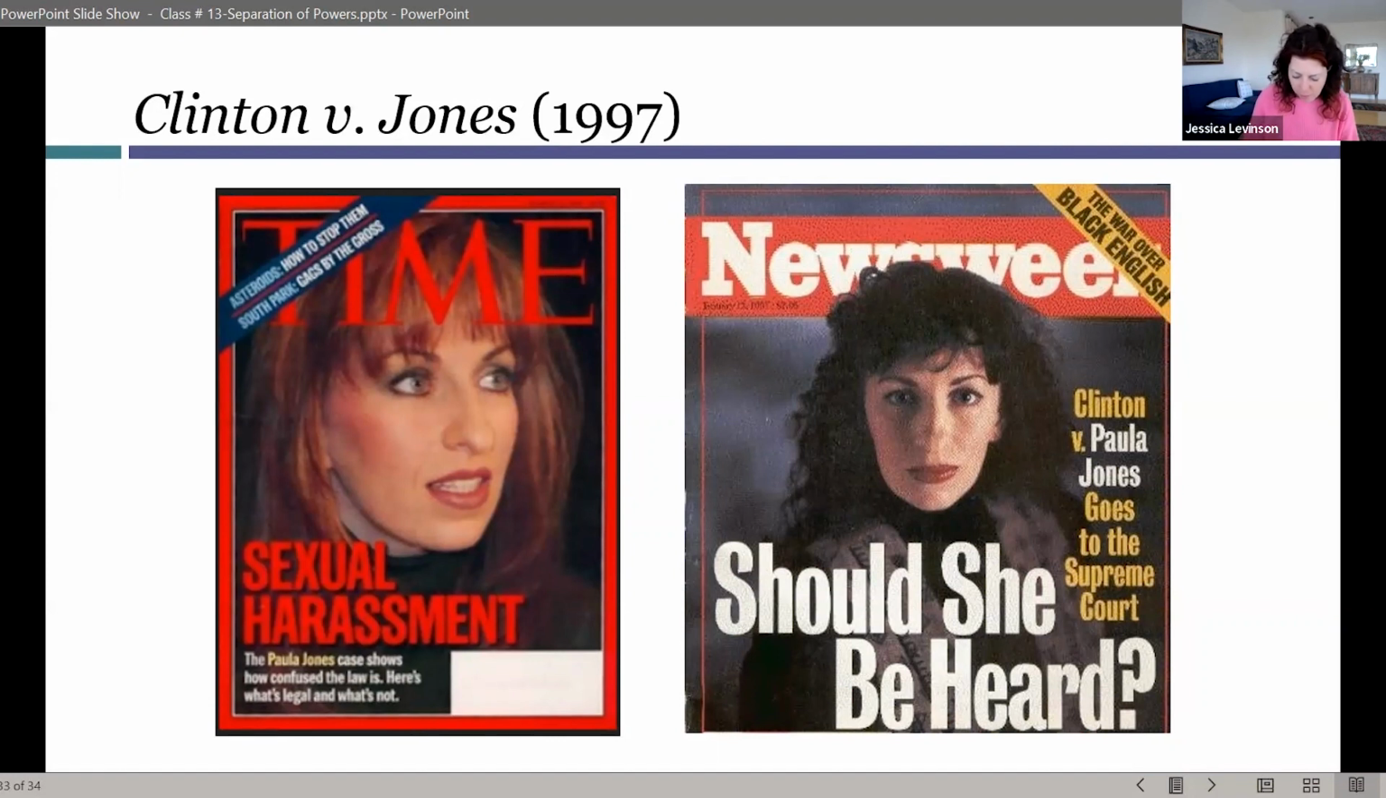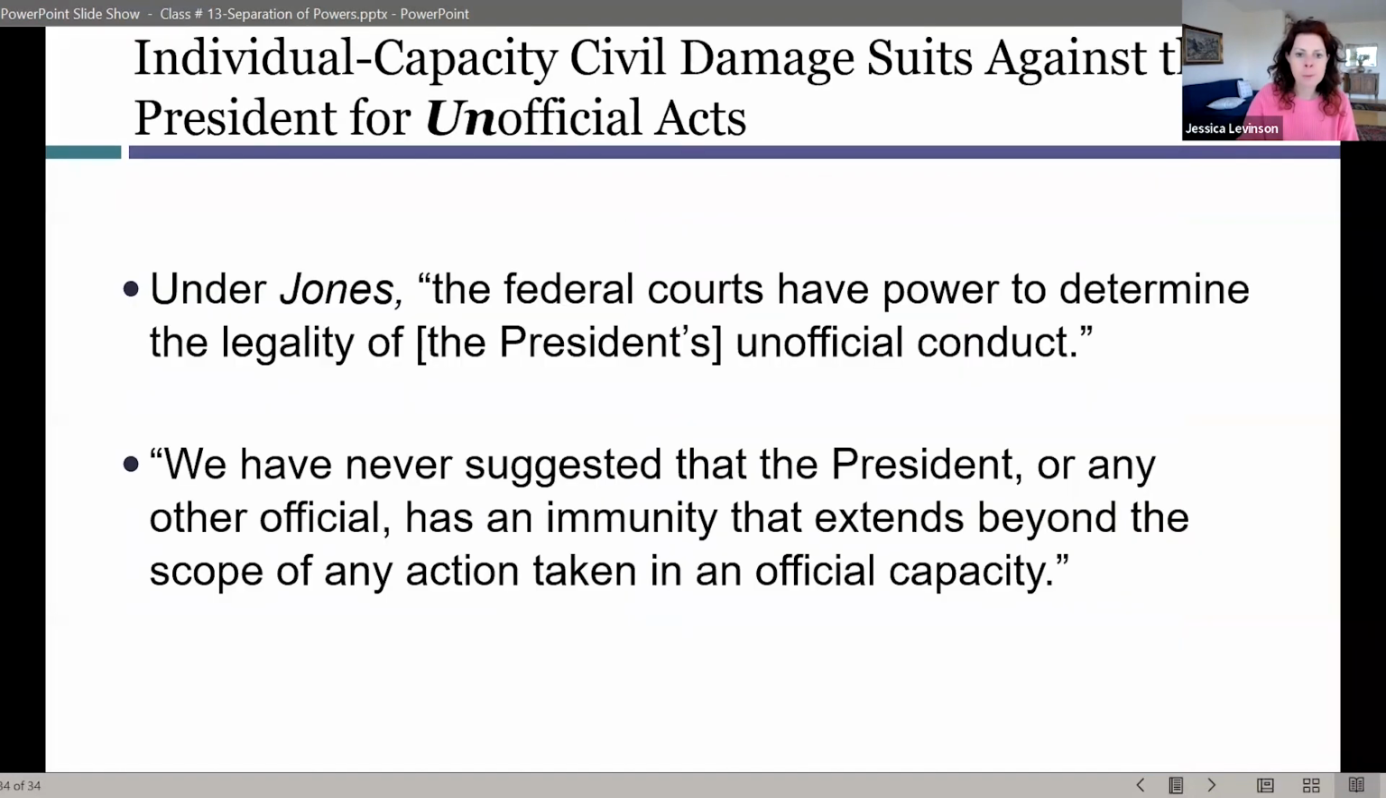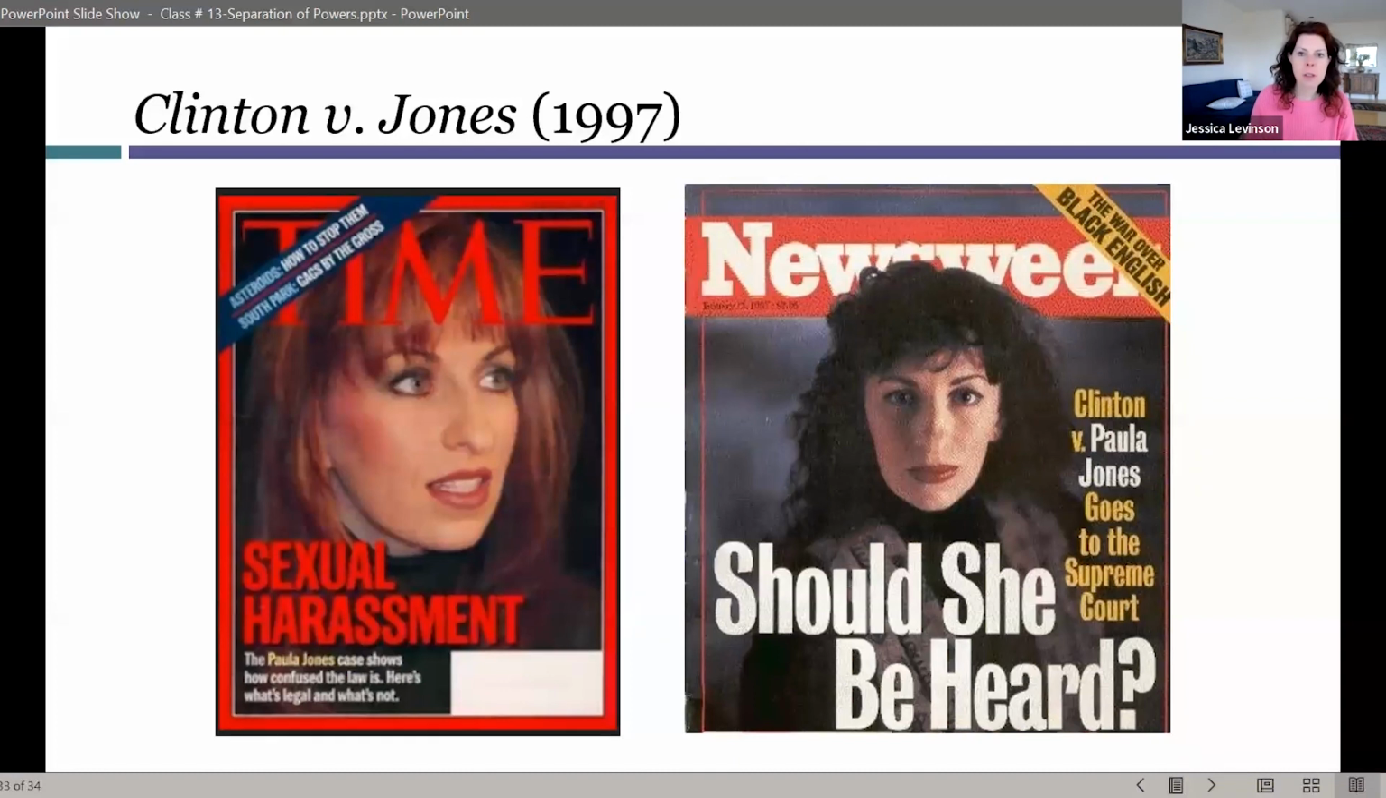And I really want to finish up by talking about the stay here in this case. And this is just really a summary of the Clinton versus Jones case. Again, we're focused on unofficial acts. So let's stay with this. It's a slightly more interesting slide.